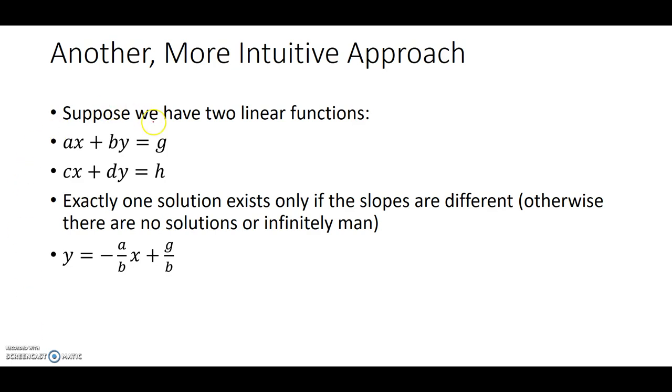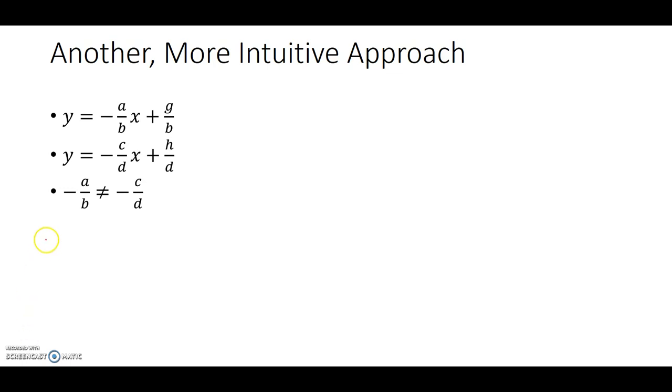So let me set these up. Let me solve for y here. If I solve for y, I get negative a over b x plus g over b. That's from solving this one for y. And in the second one, I get y equals negative c over d x plus h over d. Well, I want the slopes to be different in order for there to be exactly one solution, so I can set up a non-equality. Negative a over b cannot be equal to negative c over d. The slopes can't be the same if I want exactly one solution.